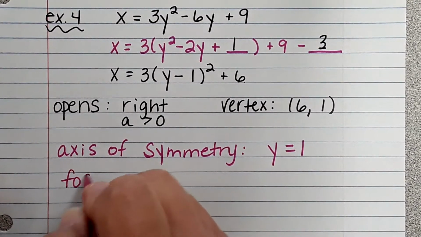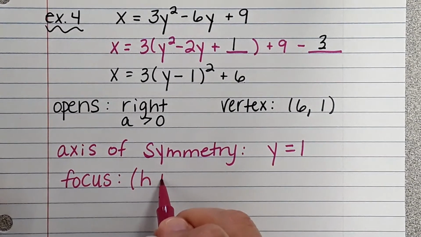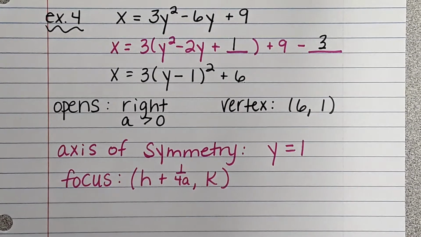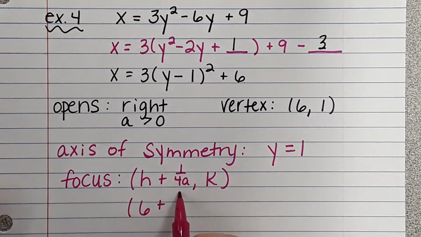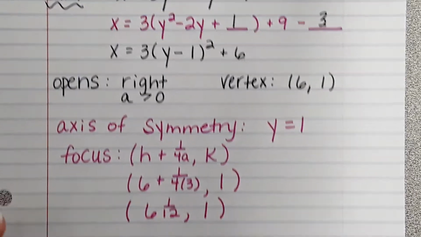And then I'm going to work on my focus. My focus is always H plus 1 over 4A, K for a left or right. My focus for an up or down changes, okay? So it becomes 6 plus 1 over 4 times 3, comma, 1. And this becomes 6 and 1/12. So that's my focus.